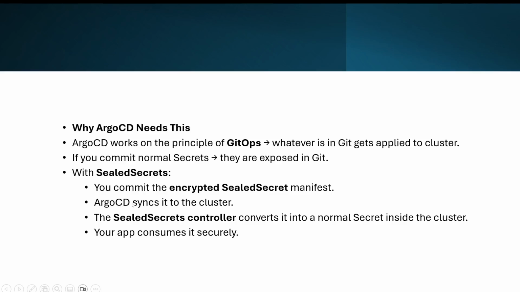ArgoCD syncs it to the cluster. And the sealed secret controller, which is running in kube-system, will automatically convert this sealed secret into a normal secret inside the cluster, because the cluster needs a normal secret so your app can consume it securely. So this is how it works. Let's see a demo of how exactly this will work.